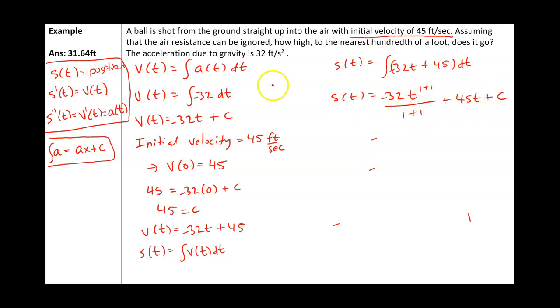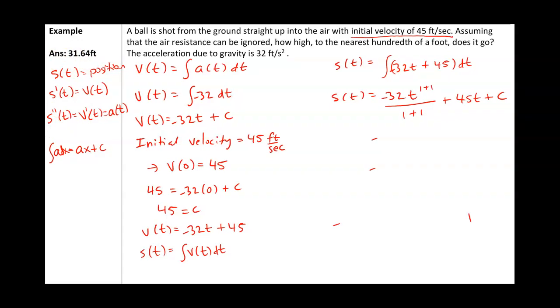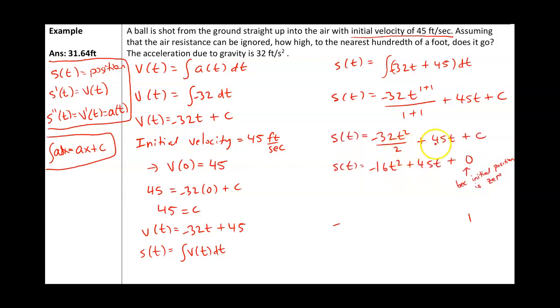So again, for 45, I'm using this rule over here. And to use proper notation, I should say a dx. So from there, if I simplify this, I'm going to get negative 32t squared over 2 plus 45t plus c. And then if you reduce this, we get negative 16t squared plus 45t.